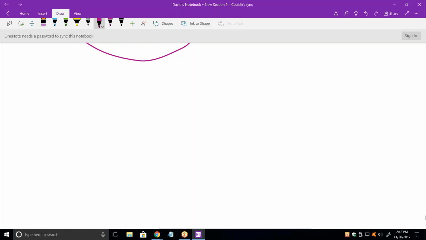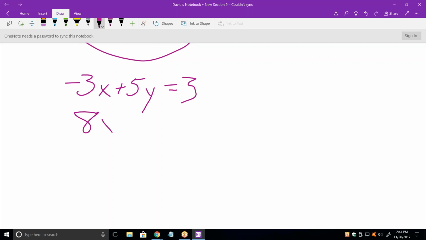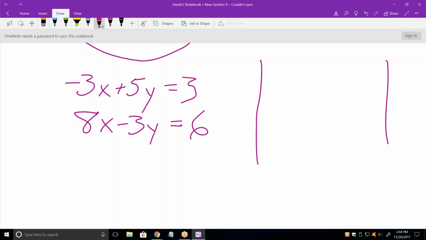Okay. So the next one is write an augmented matrix for the following system of equations. Go ahead. And it's negative 3x plus 5y equals 3. And then the next one is 8x minus 3y equals 6. So this is the first time I'm seeing this. I don't know what I'm doing really.